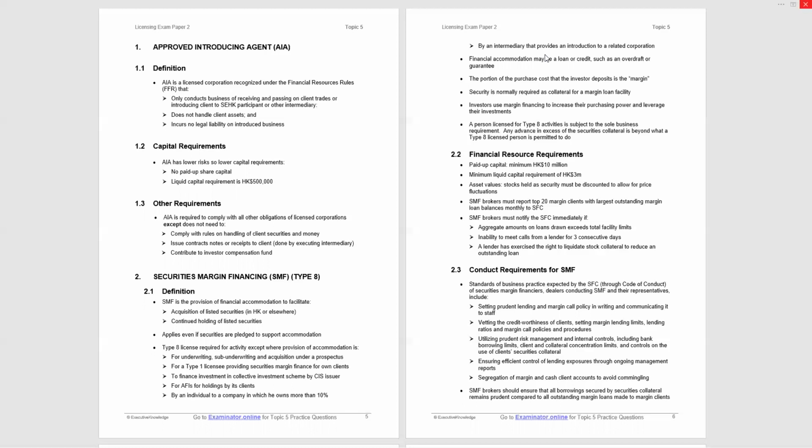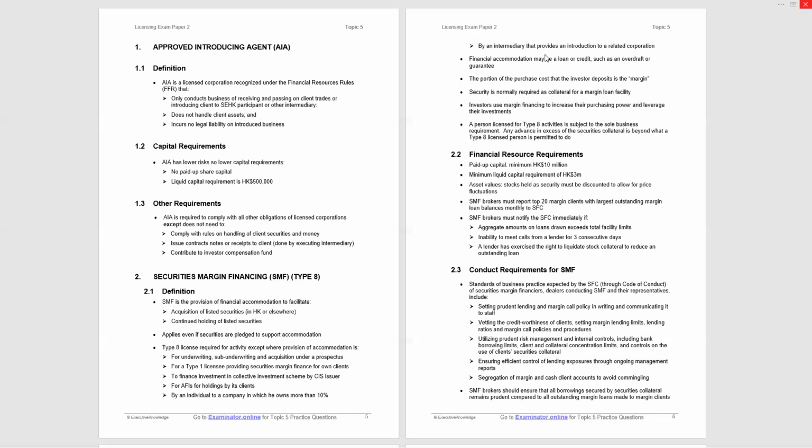We now move on to securities margin financing. That is the type 8 regulated activity. Now, there are pages of this material because it's recently been upgraded. I will highlight the main points you need to know. By all means, read all the detail, but it's not all going to be examined. Now, the definition is important.